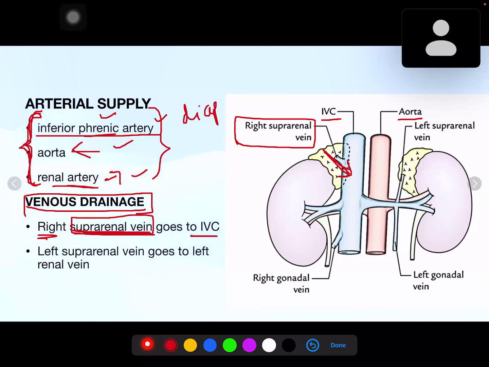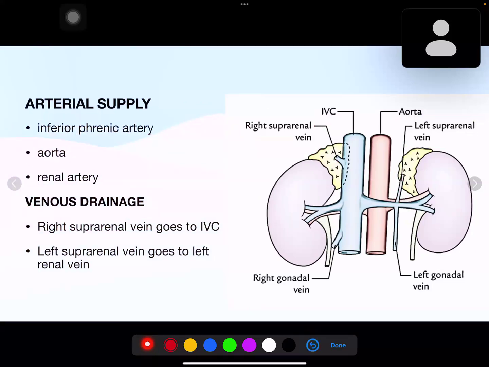So the vein would be going directly to the inferior vena cava, and the left suprarenal vein goes to the left renal vein. It cannot go up to the inferior vena cava, okay? So this is the difference. Right goes to the inferior vena cava and left suprarenal goes to the left renal vein.